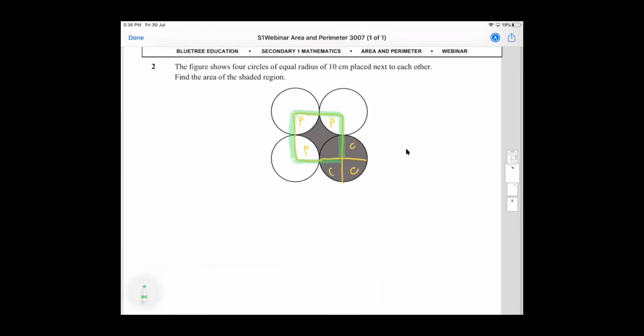So the area of the shaded region essentially is just the area of the square. The radius is 10. This is 10. In other words, one side is 20 cm. So the area of the shaded region is 20 by 20, area of a square. So 400.